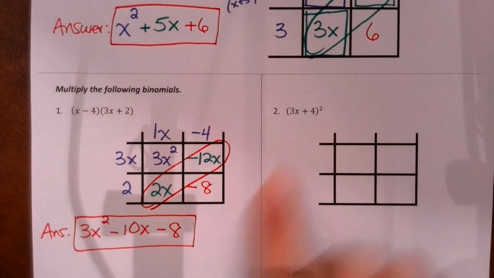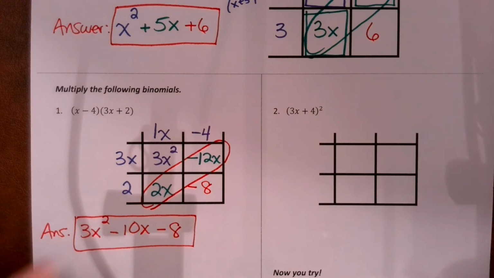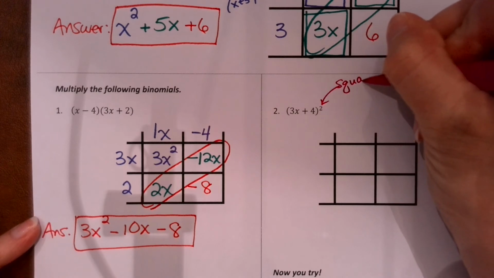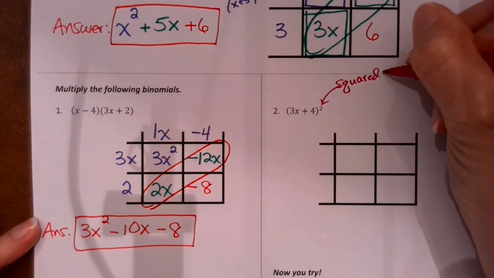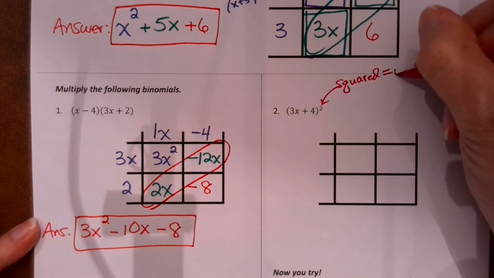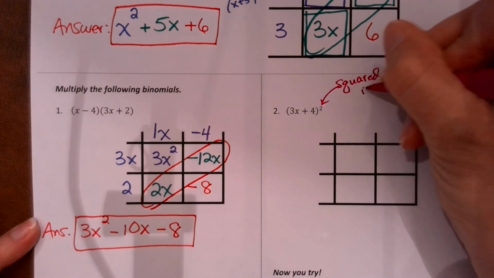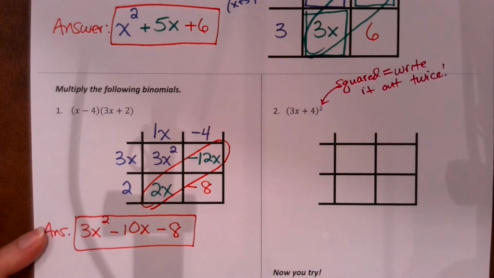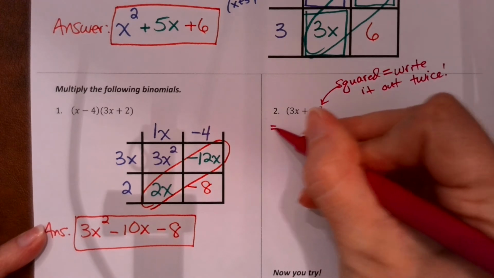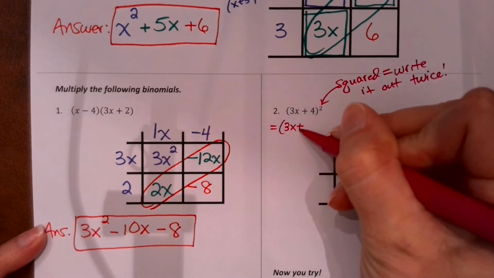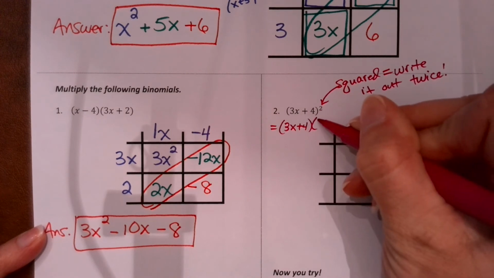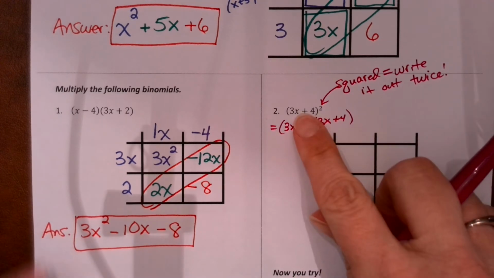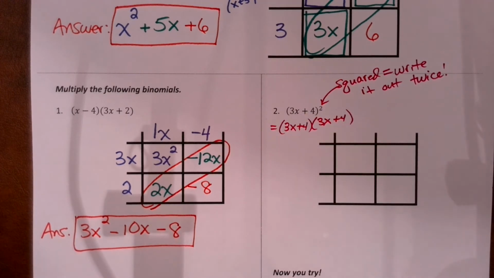What's tricky about this one, there are two binomials. When you see a squared power, write this down: a squared power means write it out twice. So this means 3x plus 4 times another 3x plus 4. So it's the same binomial 2 times. Okay, that's going to be pretty straightforward.